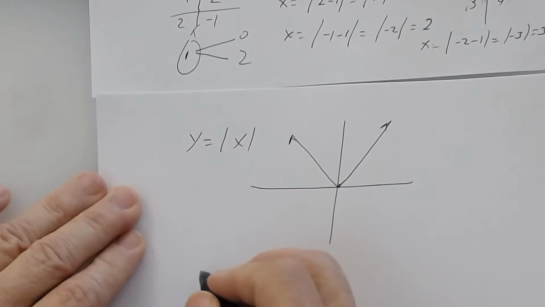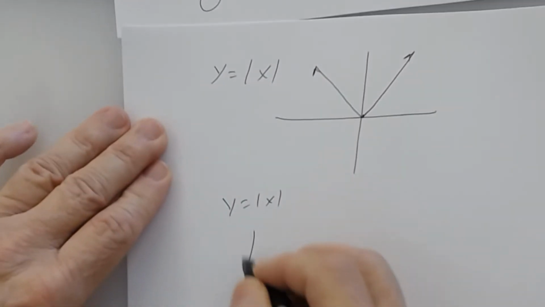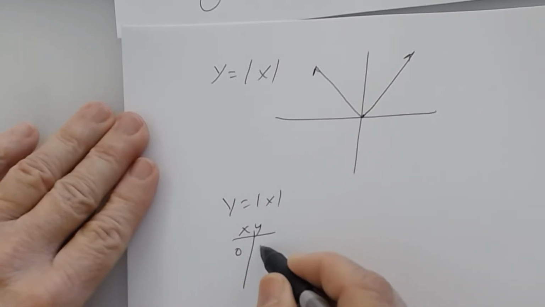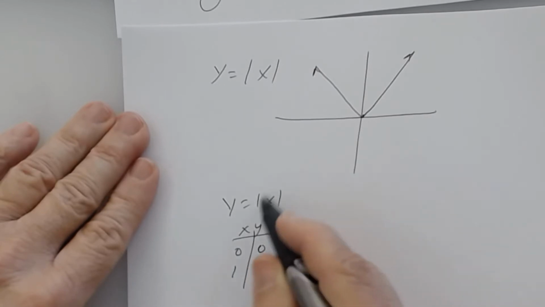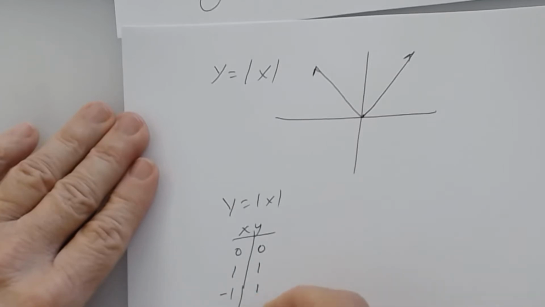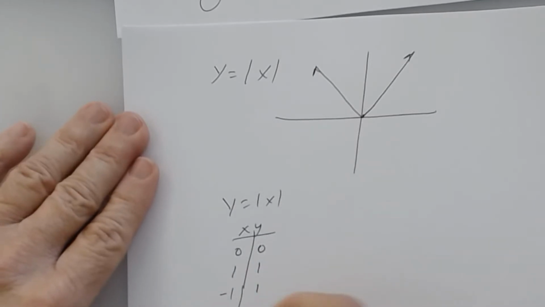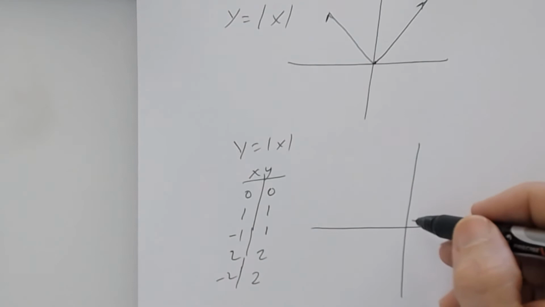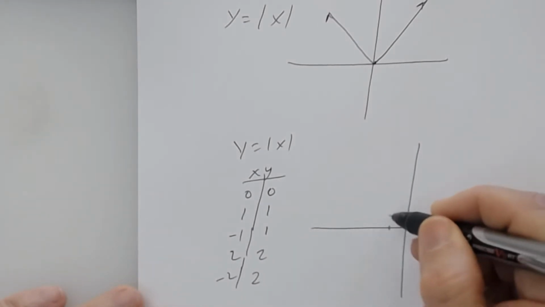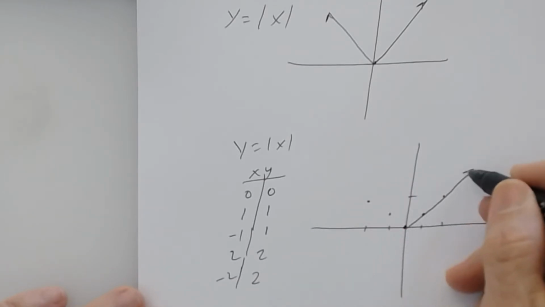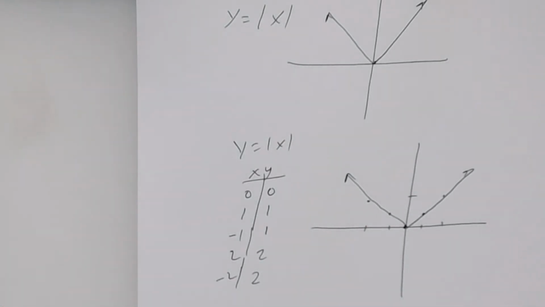Kind of makes sense because, look, y equal absolute value of x, the t-table. If x is 0, what's the absolute value of 0? 0. If x is 1, what's the absolute value of 1? If x is -1, what's the absolute value of -1? If x is 2, what's the absolute value of 2? If x is -2, what's the absolute value of -2? So if I look at this in terms of a graph, 0, 0, 1, 1, -1, 1, 2, 2, -2, 2, I get this. And is that an even function? Yes, that's an even function.